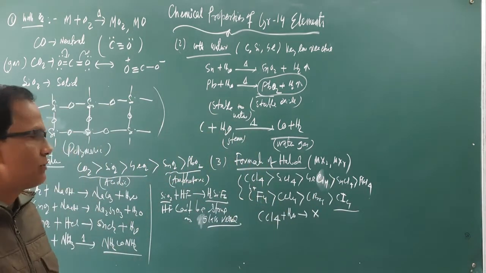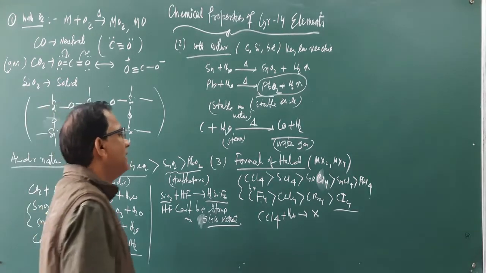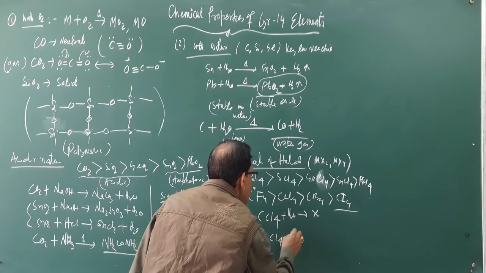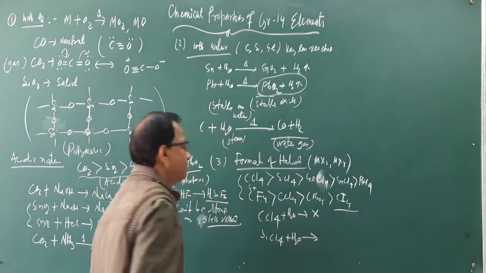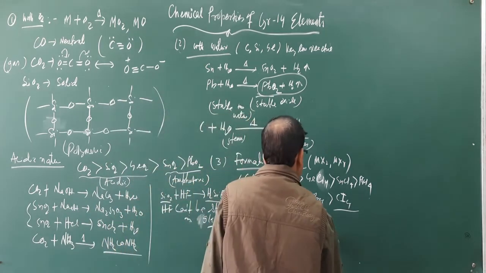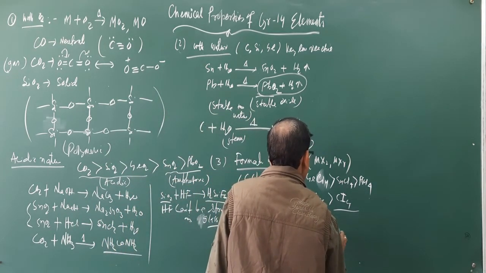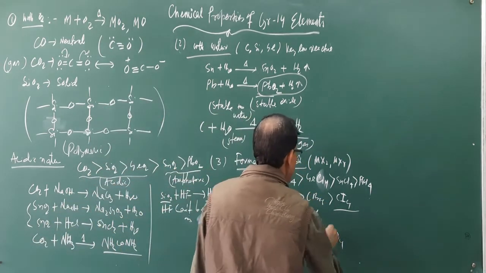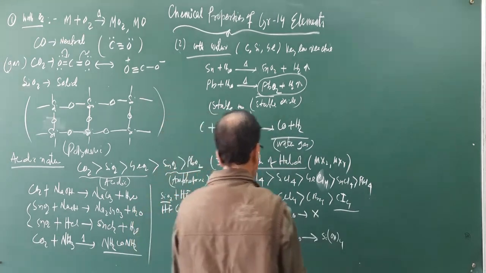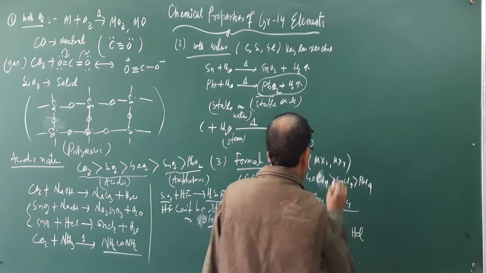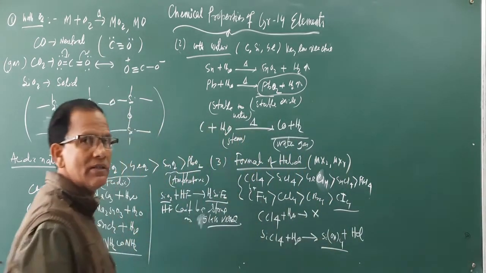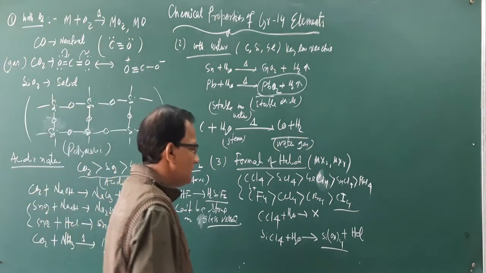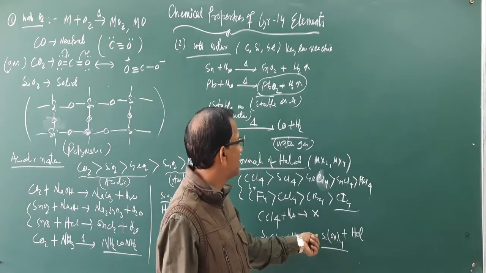Another important thing: carbon tetrachloride does not react with water, because of the absence of vacant d orbital. It cannot accept a lone pair. But silicon tetrachloride with water forms what? Si(OH)4, silicon tetrahydroxide, silicic acid, hydrosilicic acid, Si(OH)4.